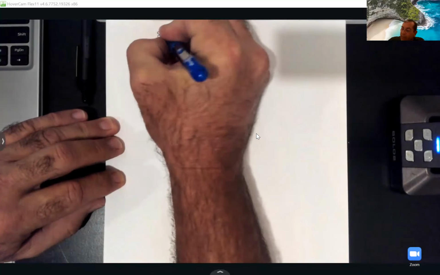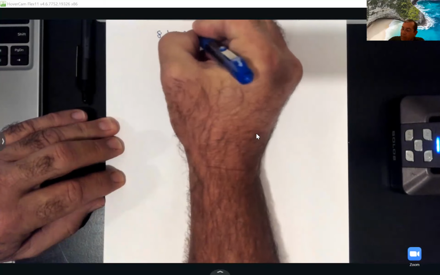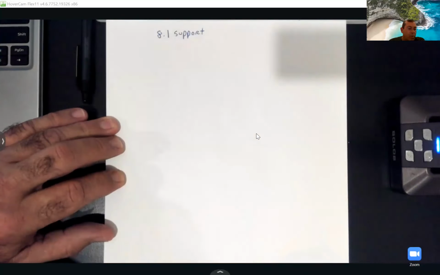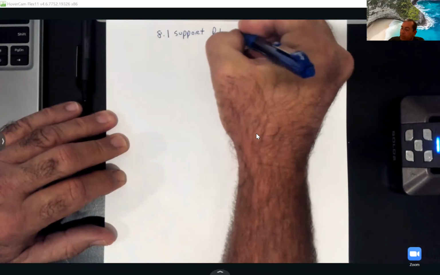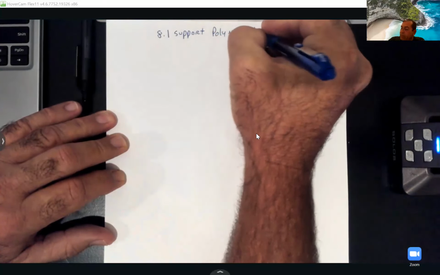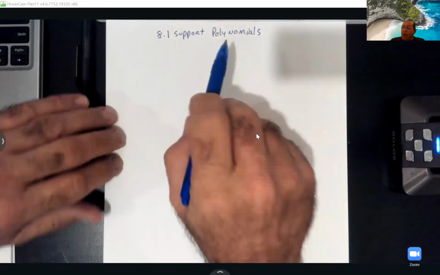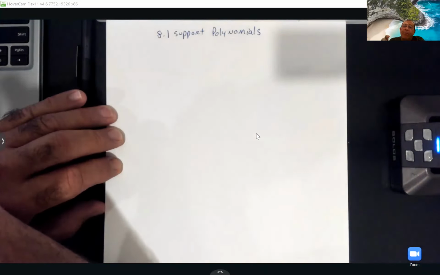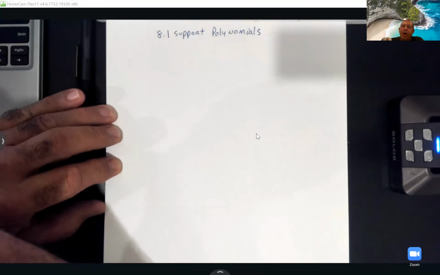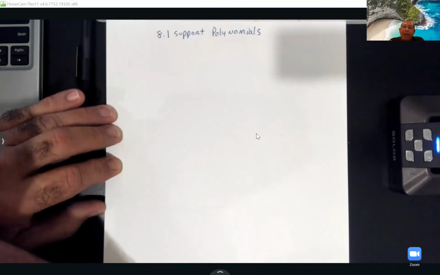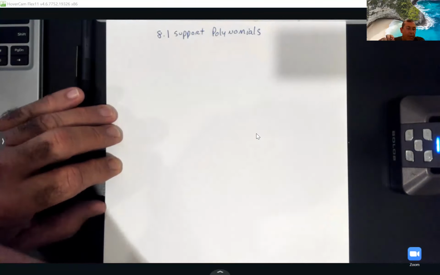All right, so I'm going to show you some terminology first, and then we'll go on MyMathLab and actually do 8.1. So 8.1 support deals with polynomials. And y'all, polynomials are just expressions that are made up of one or more terms. And the terms of a polynomial are separated by your addition and subtraction.